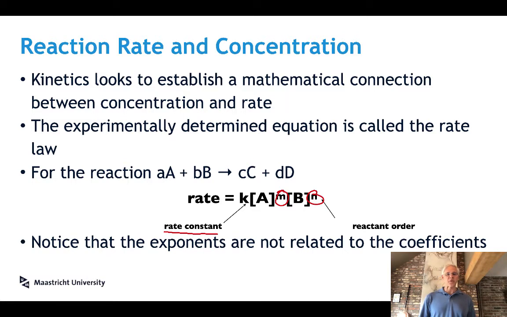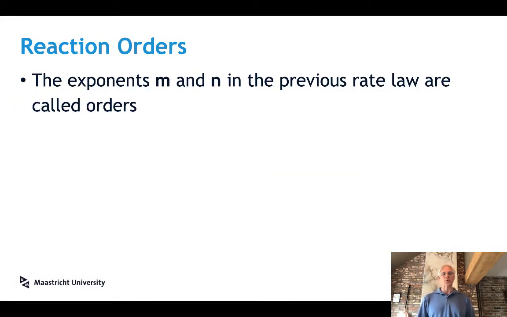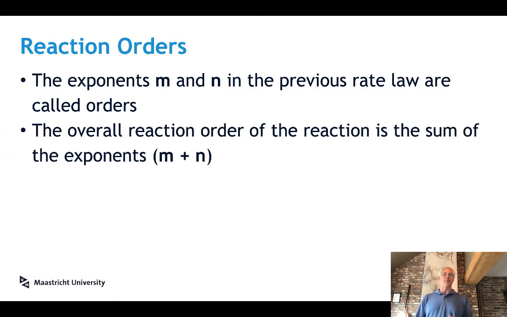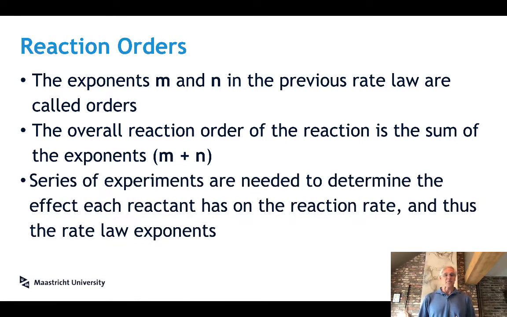So those exponents that we have there are things that are called reactant orders. Okay, so orders in the rate law. Let's talk about these reaction orders. So we mentioned those exponents there. If we wanted to say what is the overall order of the reaction, we would just sum those exponents together. So m plus n. It's not really something that comes up very often, but you just need to know that sometimes people do that.